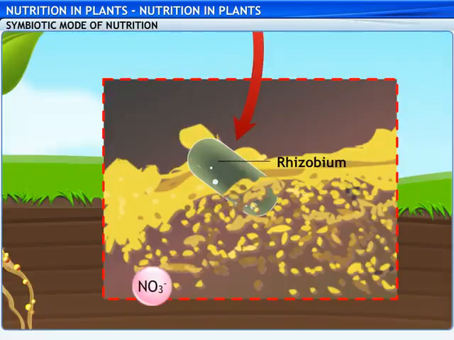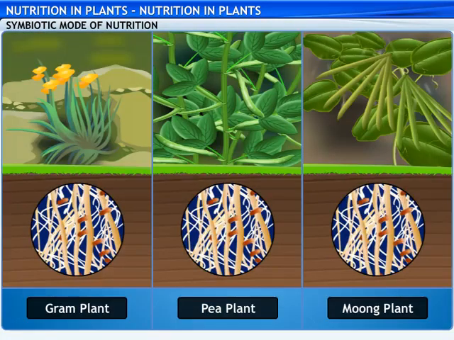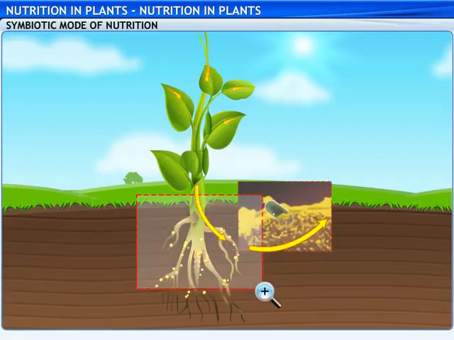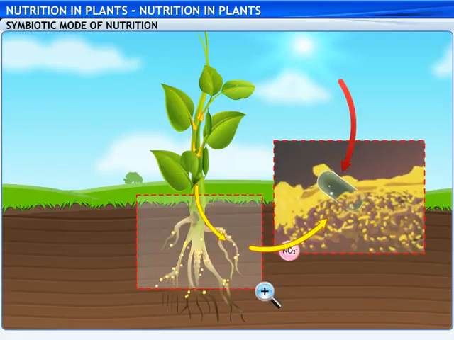However, Rhizobium cannot make its own food. So, it forms a symbiotic relationship with plants like gram, peas, mung beans, and other legumes. It lives in their roots and provides them with nitrogen. In return, the plants provide food and shelter to the bacteria. Thus, this symbiotic relationship is mutually beneficial to both the plants and the bacteria.